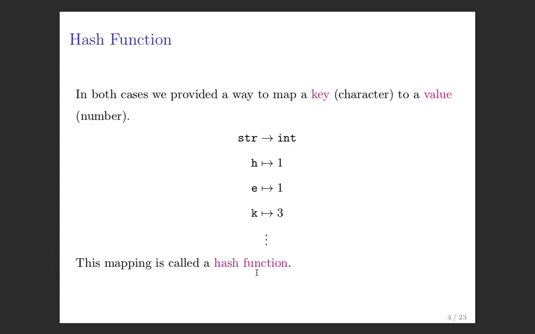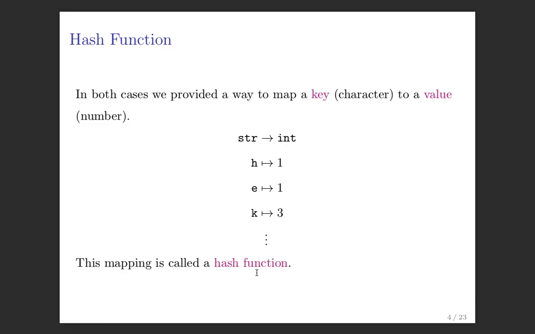In both cases, the representations were just giving us this mapping. They're somehow saying, look, I'm going to tell you how to get from a character to an integer. So in the first and second case, it was basically telling us that H went to 1, E went to 1, L went to 3. So a mapping that takes you from a key, in the example we're talking about now a character, to a value that is a number.